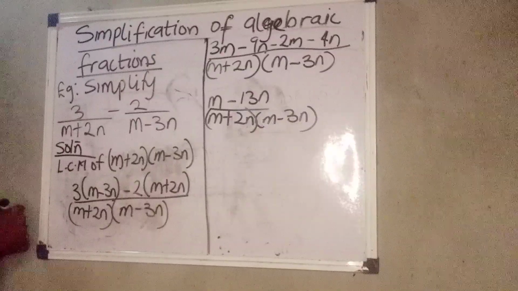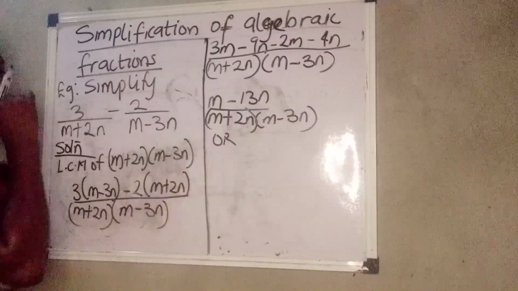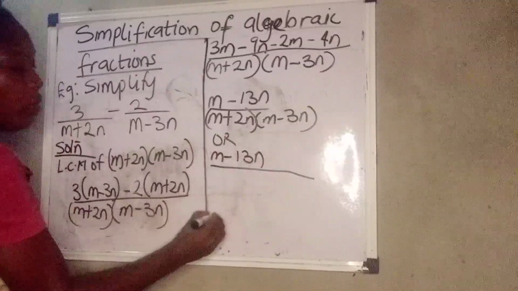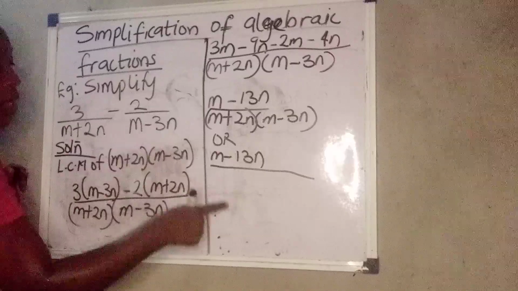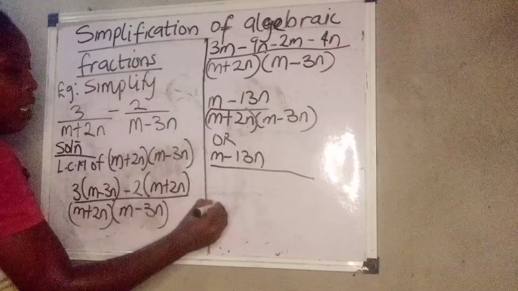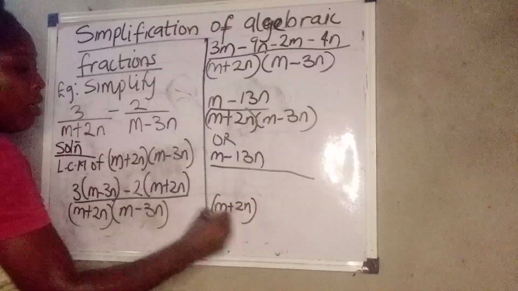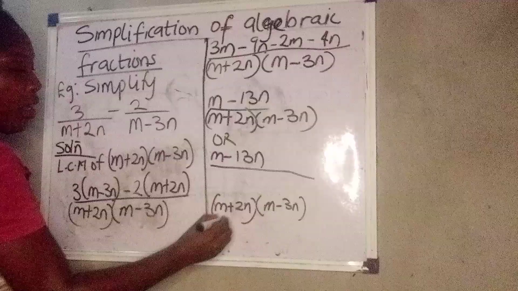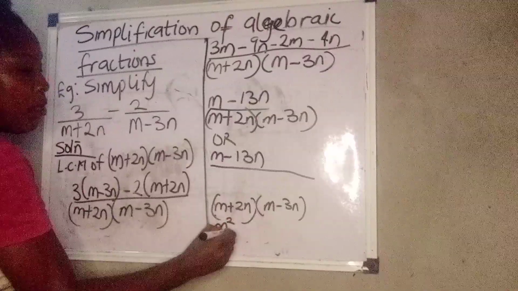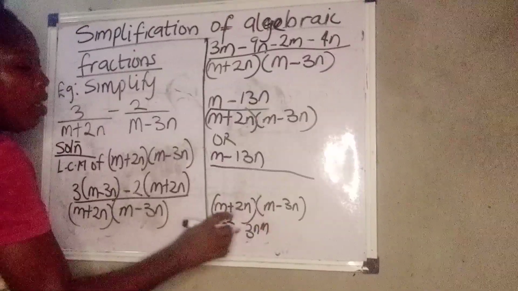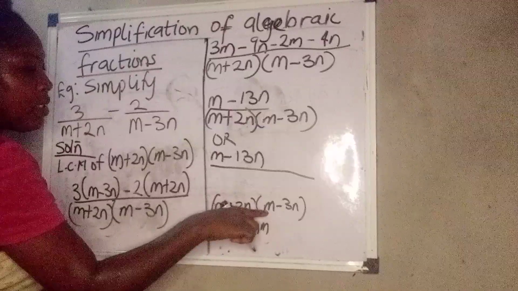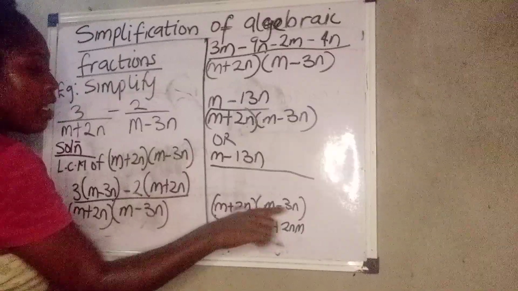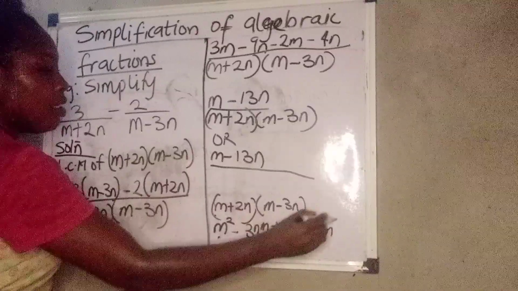Now we're going to be expanding the denominator, so we'll say or. So the top remains itself all over. I'll simply expand that denominator at the bottom here so that we can see it. m plus 2n multiplying m minus 3n. So I'm having m times m will give me m squared. m times minus 3n will give me minus 3nm. Plus 2n times m will give me plus 2nm. Plus 2n times minus 3n will give me minus 6n squared.